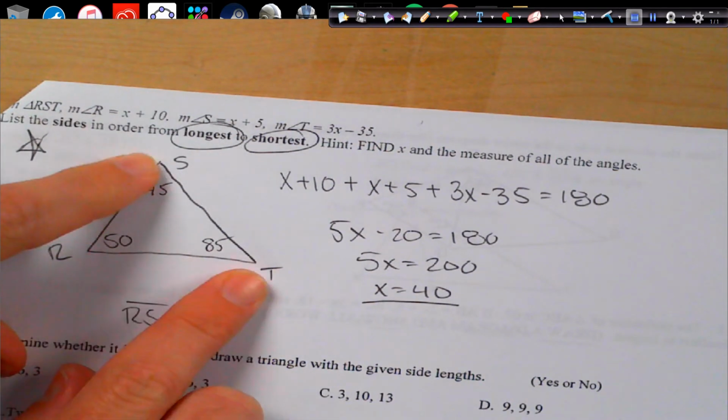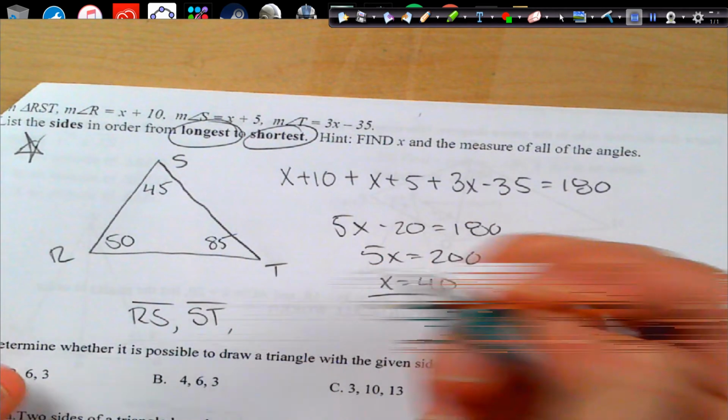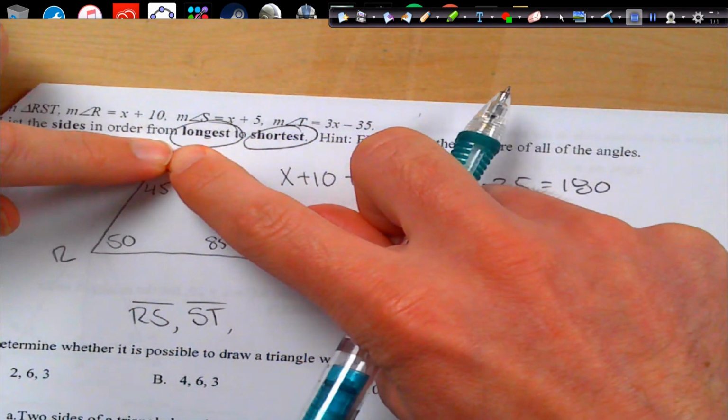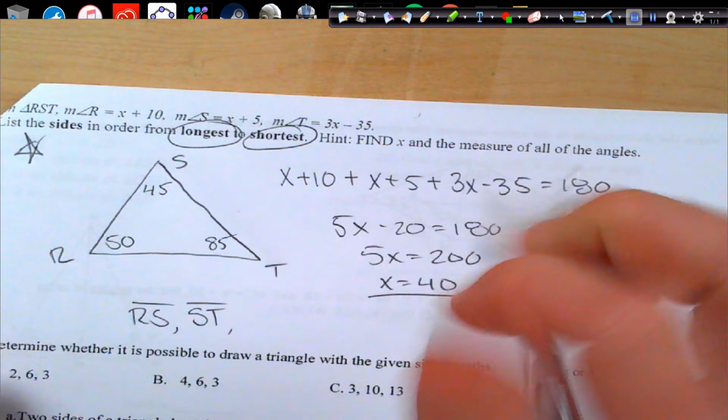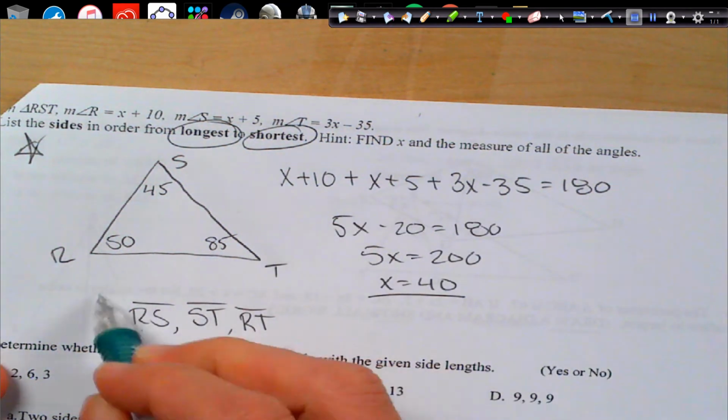Okay. All right, next we start here. We go out to ST, which is the initials of some guy. I don't know who. And then right here we have RT is our last one. That's our shortest side. So from longest to the shortest.